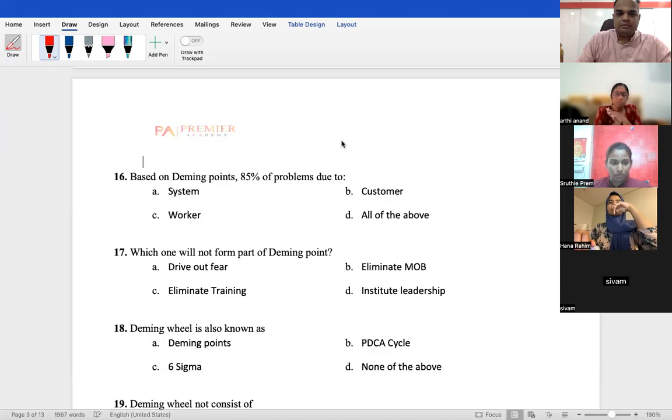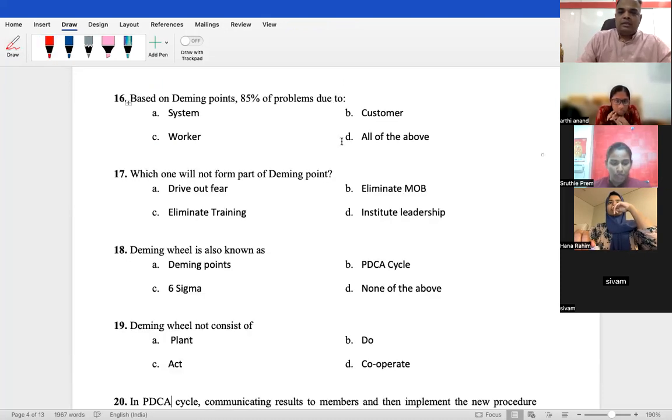Next. Based on Deming points, 85% of problems are due to option A, system, B, customer, C, worker, D, all of the above. System. 15% of the causes behind the problem are for workers. 80% based on system only. Yes.